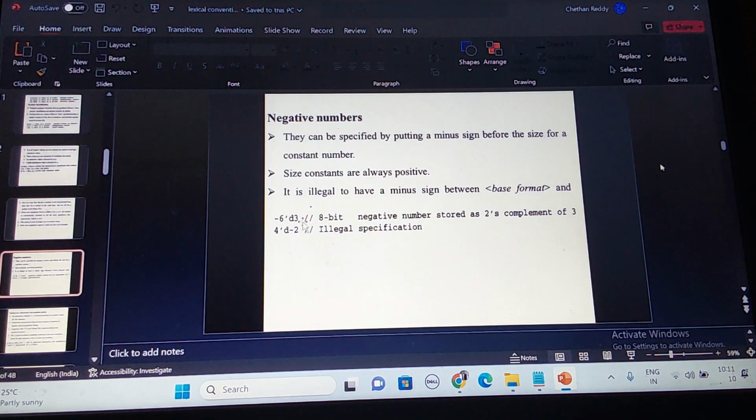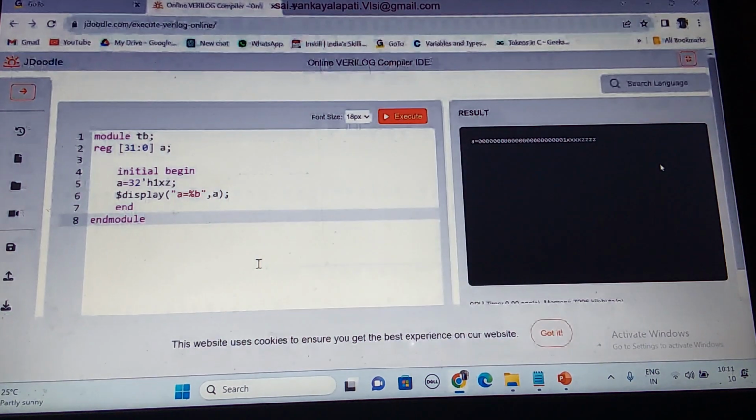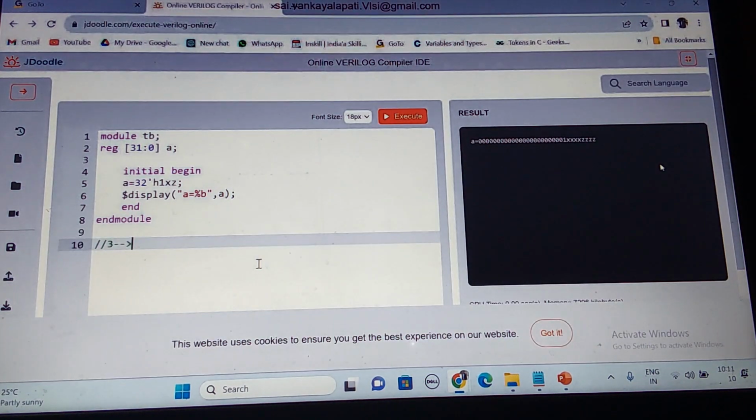What is the 2's complement of 3? How can you write 3 in binary? 3 in binary means 0, 0, 1, 1. Correct? If I take the 1's complement of this, it is 1, 1, 0, 0. And if I add 1 to the LSB of this, it is equal to 1, 1, 0, 1. And the sign extension to this is 1. So this sign will be extended based upon the size you have specified. You understand? Now let us work with this example.